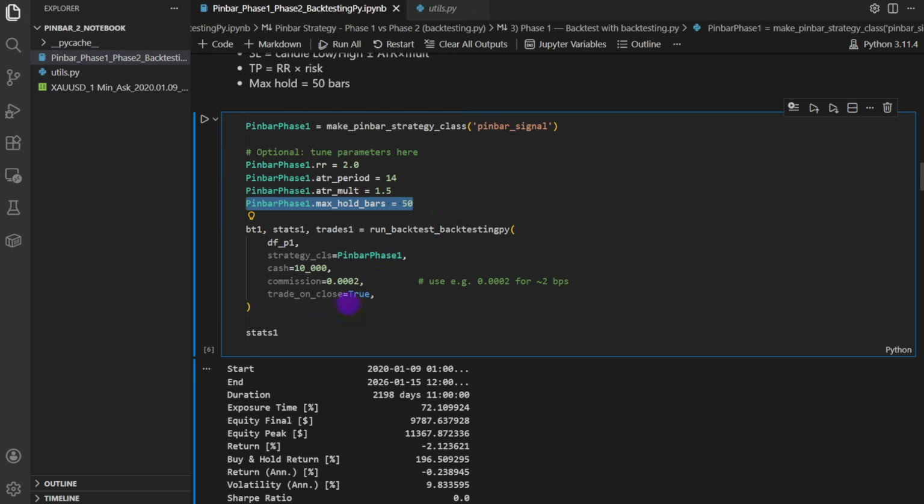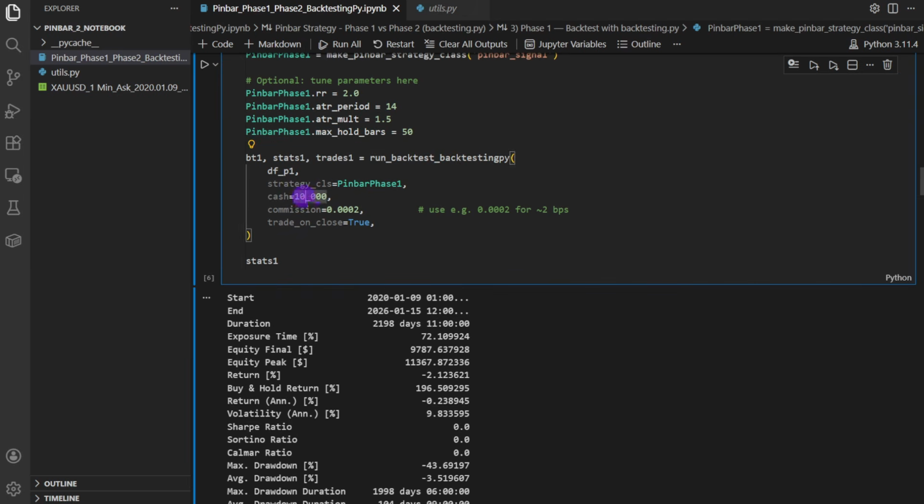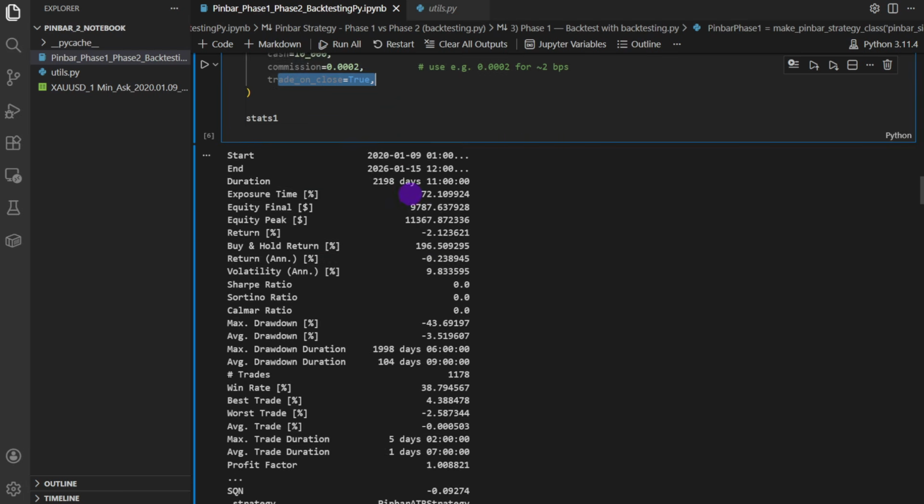Then we can simply run the backtest. I'm starting with $10,000 in cash. I put a small commission to account for the spread, at least in the backtest. And we're going to trade on close, so at the closing price of each candle after the candle is closed. And these are the results.